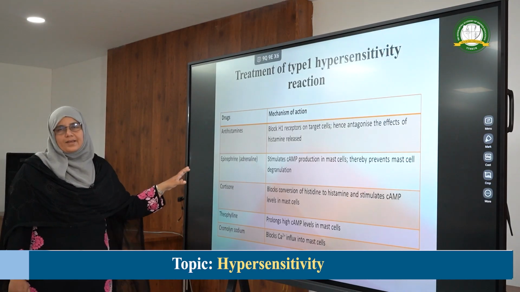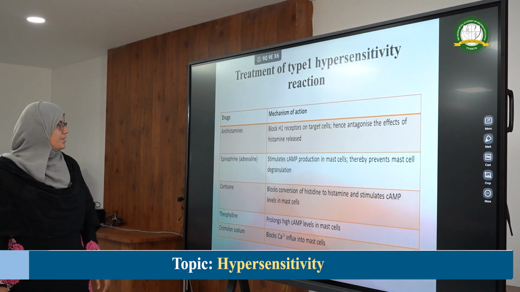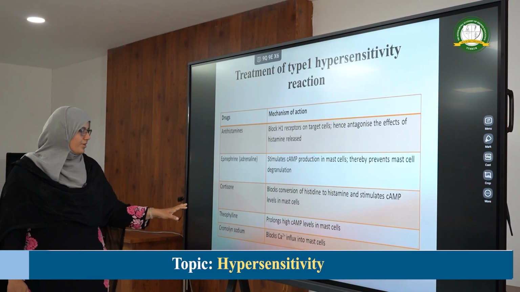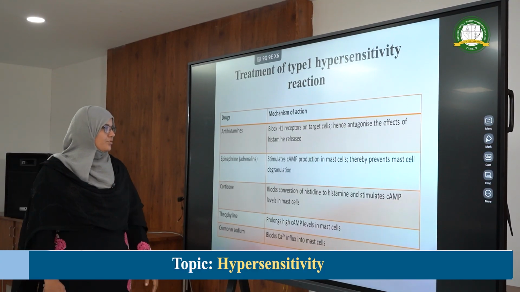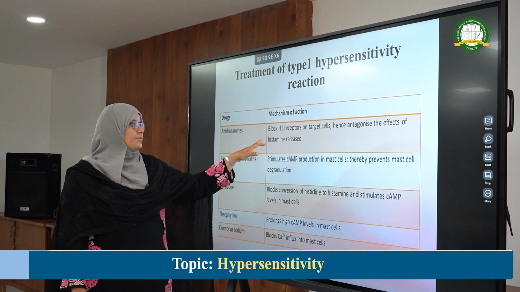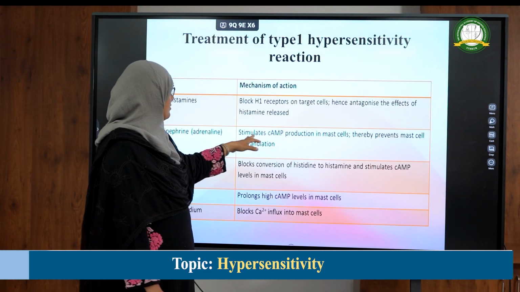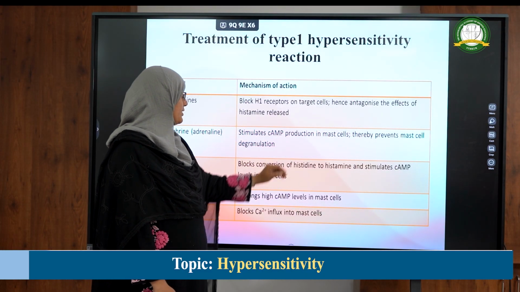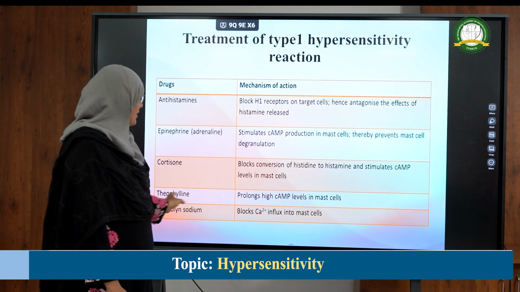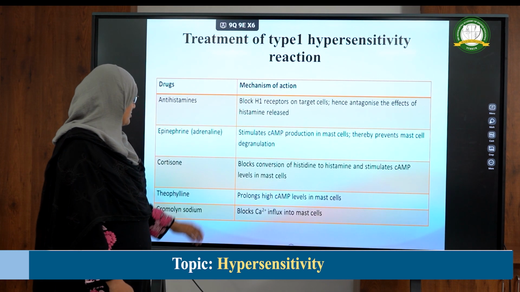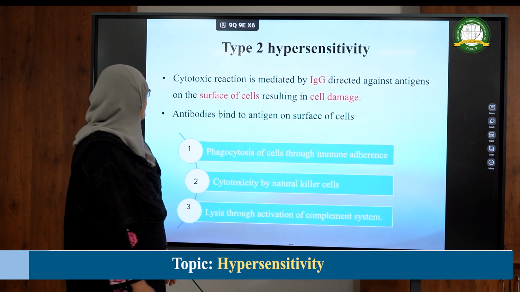So this is an example. Again, a better concept can be understood in pharmacology. These are some of the drugs: antihistamines, epinephrine, cortisone, theophylline, cromolyn sodium, and the level where it's acting. Antihistamines block the histamine receptors. Then epinephrine stimulates cyclic AMP production in mast cells. Cortisone blocks conversion of histidine to histamine. Theophylline prolongs high cyclic AMP levels in the mast cells. Cromolyn sodium blocks calcium influx into the mast cells.